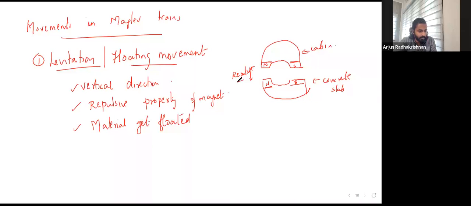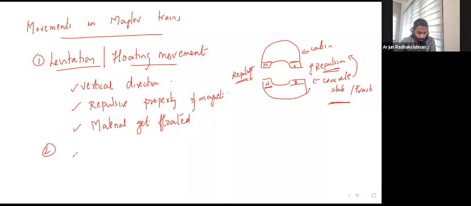There will be repulsion, and the cabin will float on the track. Concrete slab meaning the track. So it will float on the track. This is the first movement. We will float the cabin. So this is the first movement called levitation or floating movement. All right.